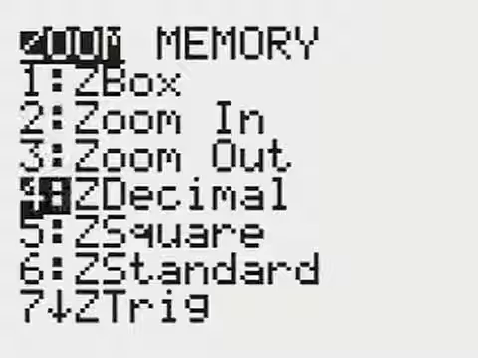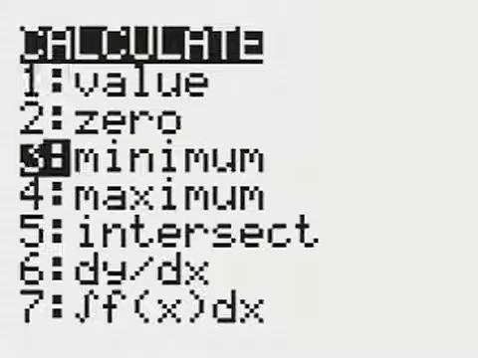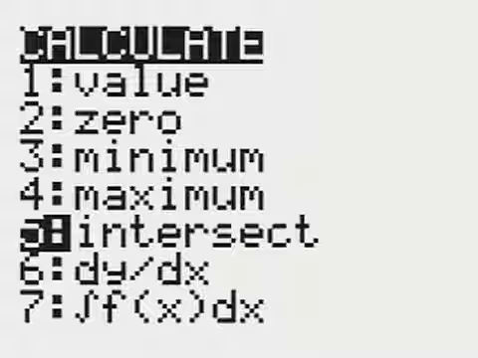We're going to start with our standard window, so we'll do zoom 6. And we see that there are going to be 1, 2, 3 points where the two graphs cross. So we need to find 3 points of intersection. We're going to do this by going back to our calc menu, second calc, and here we need to use option number 5, the intersect option.